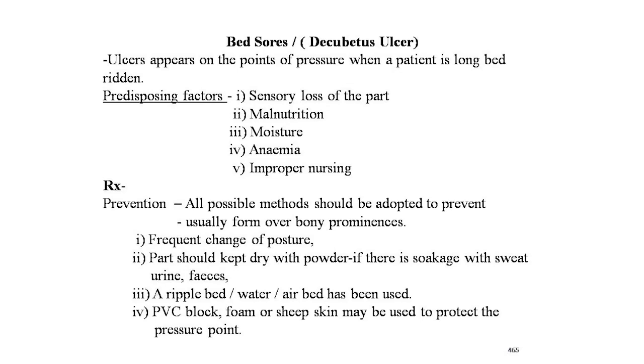And the treatment is prevention. All possible methods should be adopted to prevent the formation of bed sores, which usually form over bony prominences. The methods to prevent bed sores are frequent change of posture. The part should be kept dry with powder. If there is soakage with sweat, urine and feces, a ripple bed or water air bed may be used for this. Avoid the formation of bed sores. PVC block, foam or sheepskin may be used to protect the pressure points.